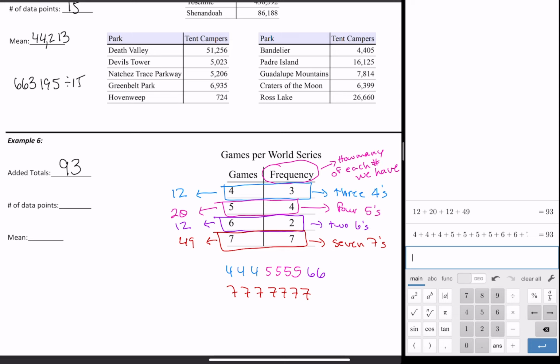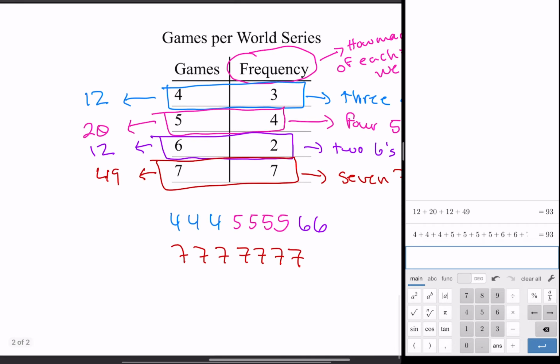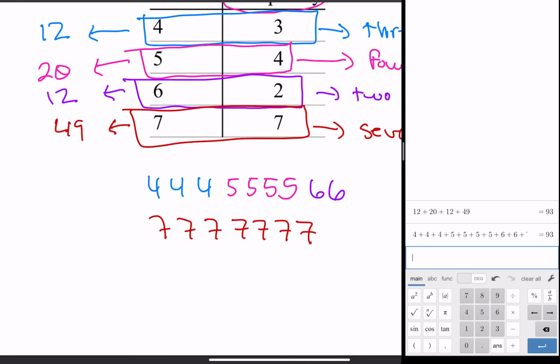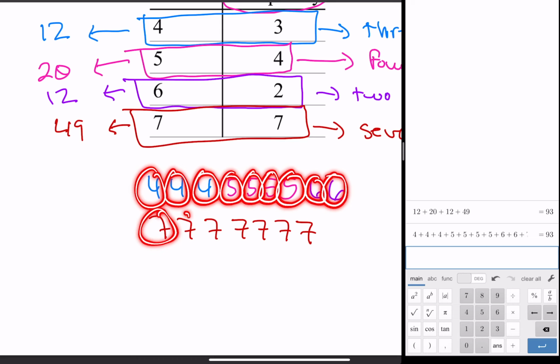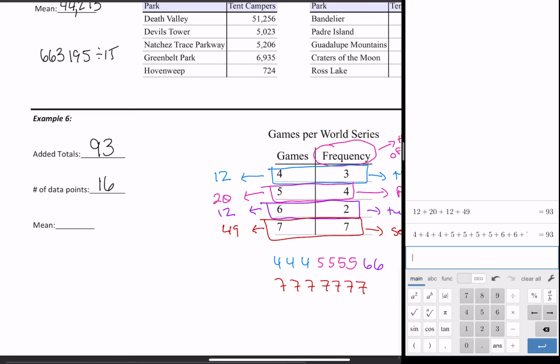So another reason I like frequency tables is I can add my frequency numbers up. 3 plus 4 is 7. 7 plus 2 is 9. 9 plus 7 is 16. Or you can count how we've written it out: 1, 2, 3, 4, 5, 6, 7, 8, 9, 10, 11, 12, 13, 14, 15, 16. So that's why frequency tables are just easier for me to read personally.